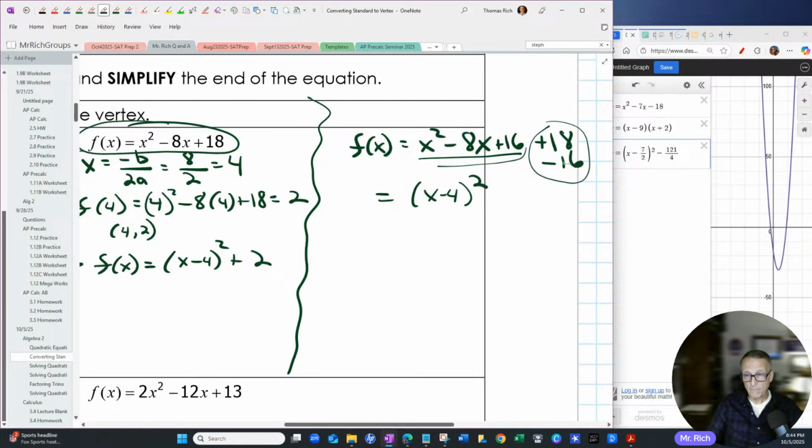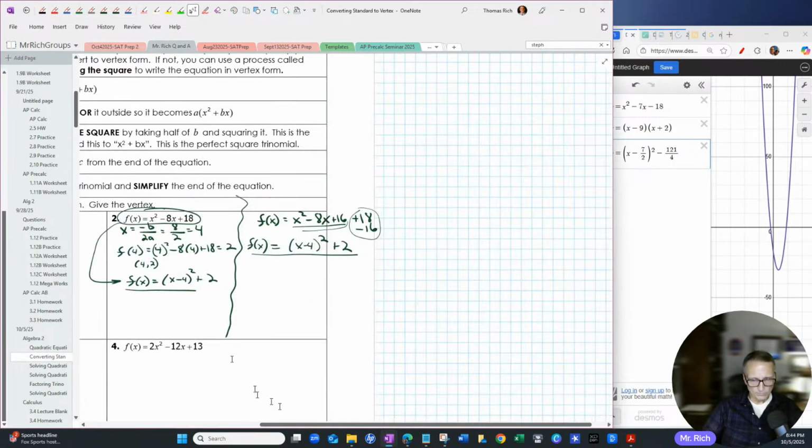18 minus 16 is a positive 2. And that is my completing the square. So you can see I get the same exact answer that I got right there. That's completing the square. I'm going to show you one more problem where I complete the square.